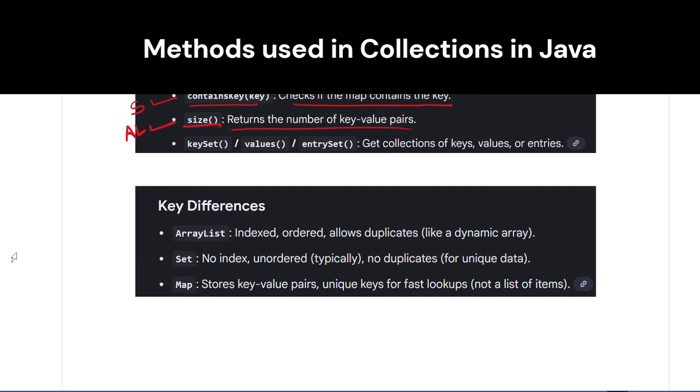And just to summarize the key differences between array list, set and map. One thing very important is index. Array list is indexed. Set is not indexed. Array list is ordered. Set is unordered. Array list allows duplicates. Set does not allow duplicates. Map always talks about key value pairs, and it has unique keys, because the reason it has unique keys is so that it can do a lookup fast.